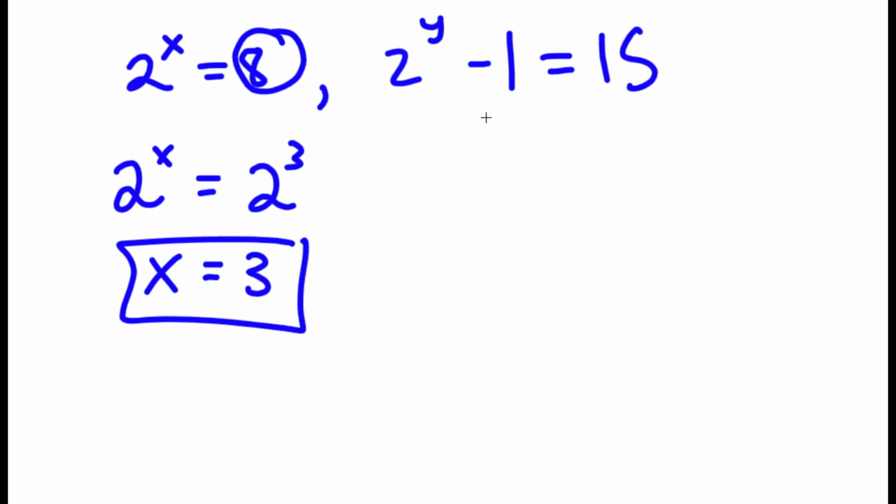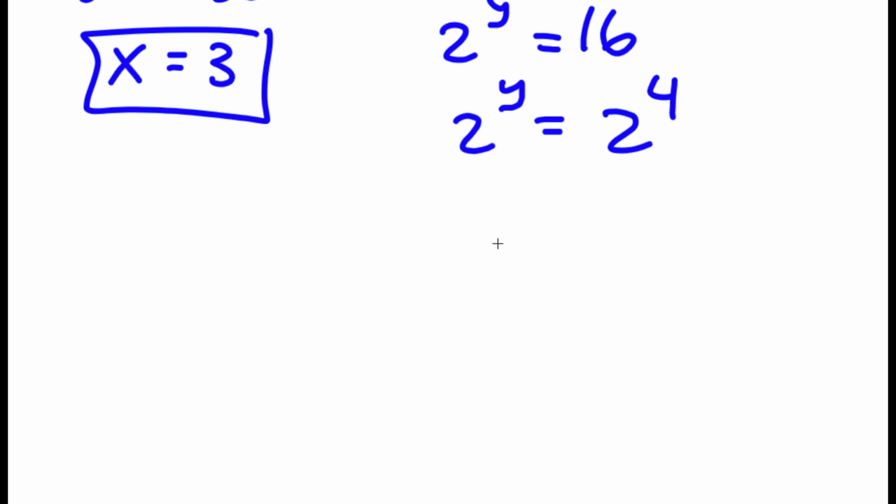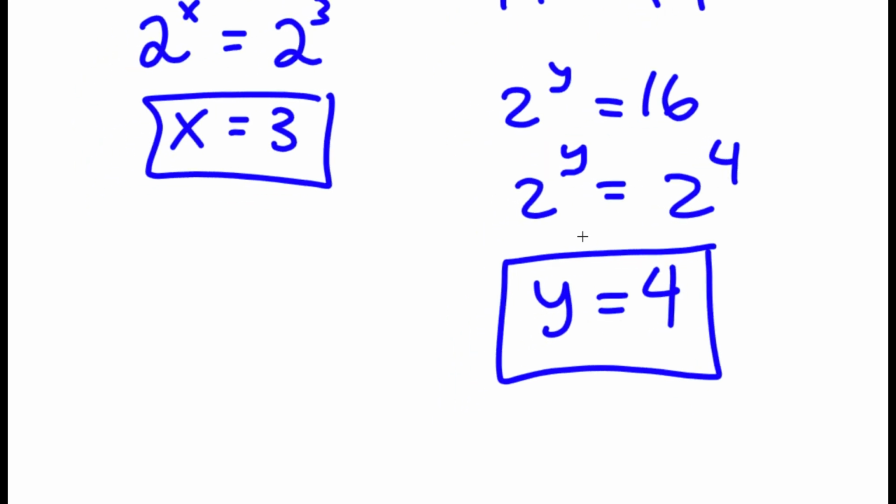Now for 2 to the power of y minus 1, I can add 1 on both sides. So I get 2 to the power of y equals 16. 16 is 2 to the power of 4. So I have 2 to the power of y is equal to 2 to the power of 4, so this means that y equals 4. So my value of x is 3 and my value of y is 4.